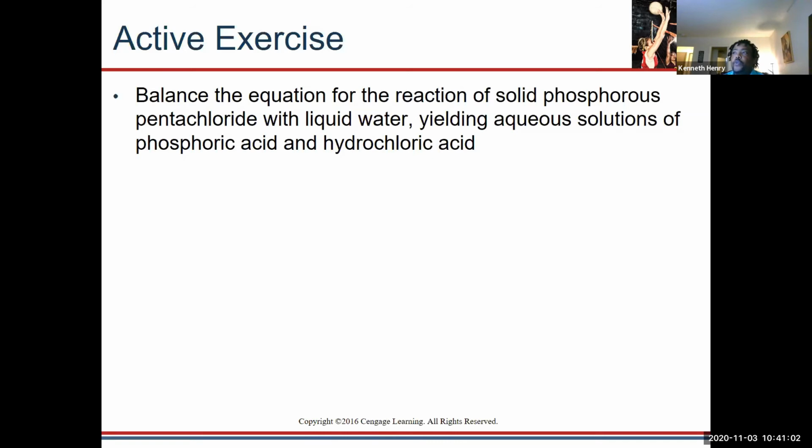Balance the equation for the reaction of solid phosphorus pentachloride and liquid water, yielding an aqueous solution of phosphoric acid and hydrochloric acid.